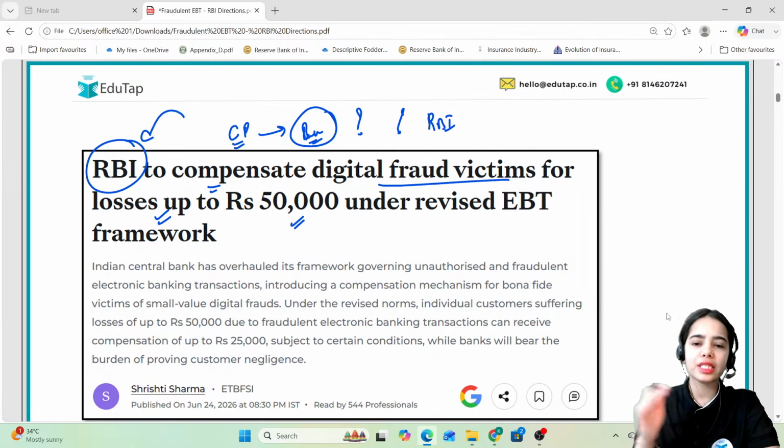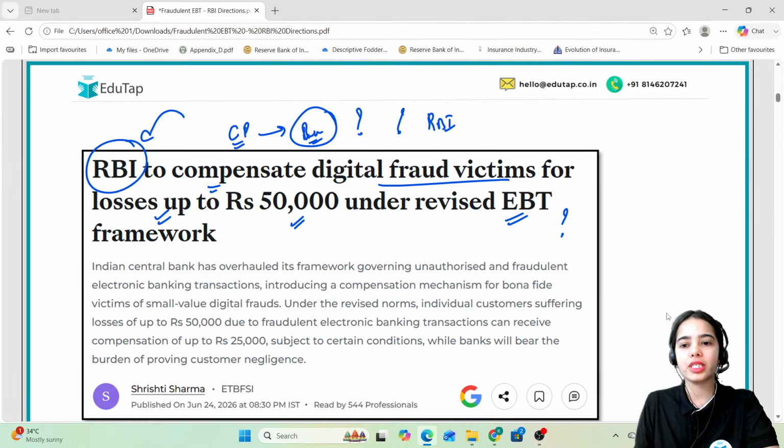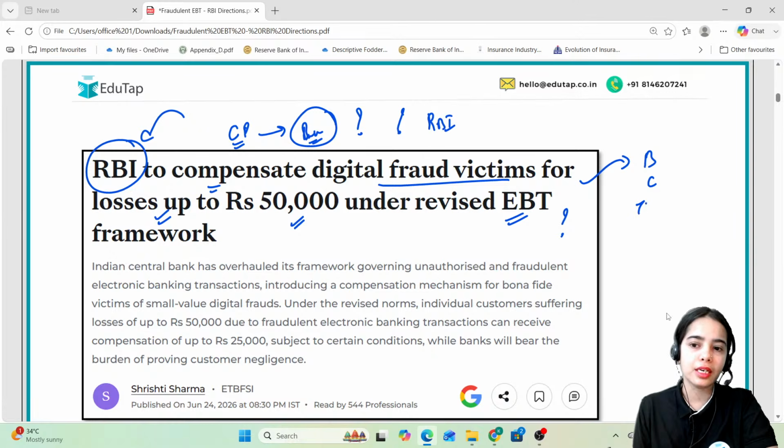RBI is also going to bear a percentage of the compensation. We will discuss what electronic banking transactions are, what fraudulent electronic banking transactions are, and how the responsibility will be decided between the banks, the customer and the third party. All of this we are going to discuss in today's session.